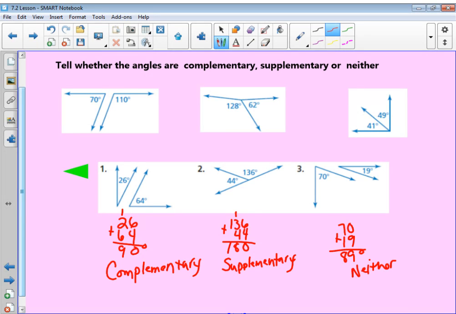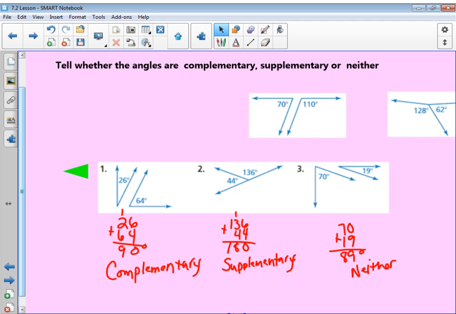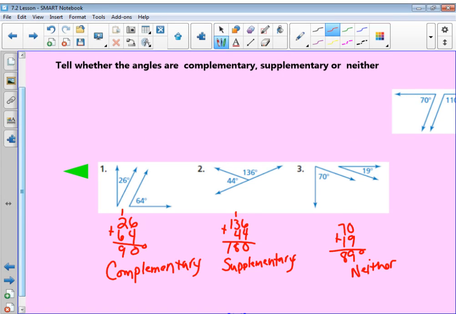Okay, so you should have ended up with complementary for the first one, supplementary with the second, and neither for the third one. So once again, my visual reminder: complementary, we can create a 9 out of our C. Supplementary, we can create an 8 out of our S to equal 180 degrees.